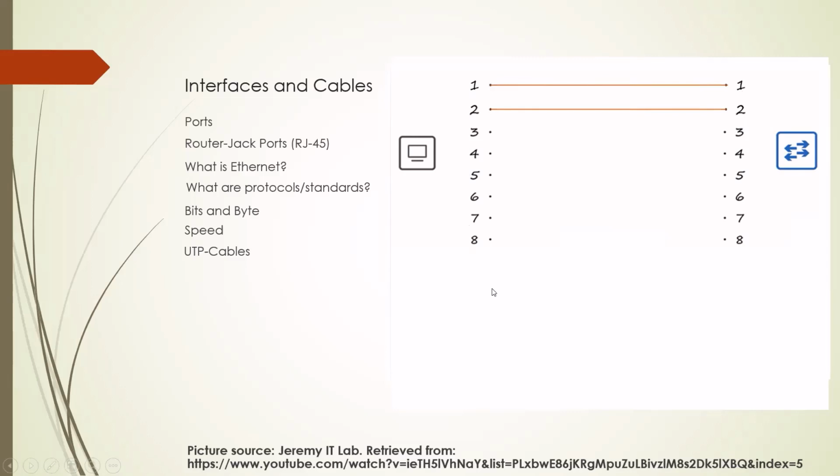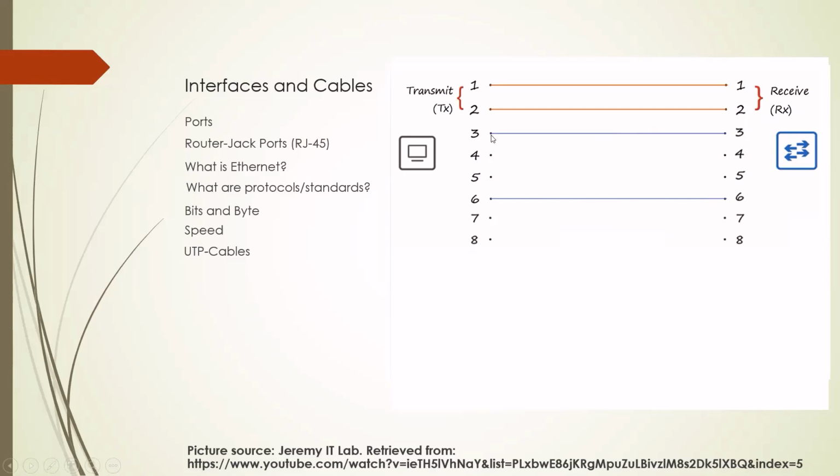Pin 1 and 2 are connected together at both ends, meaning that for the PC, pin 1 and 2 are used for transmission, meaning the information leaves from this end to the other end. While on the switch, pin 1 and 2 are meant for reception. It is very important that we have this information at the back of our heads. Now, the second one is that pins 4 and 5 are actually skipped.